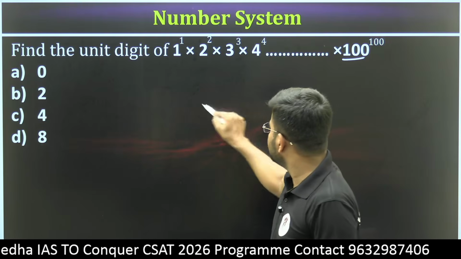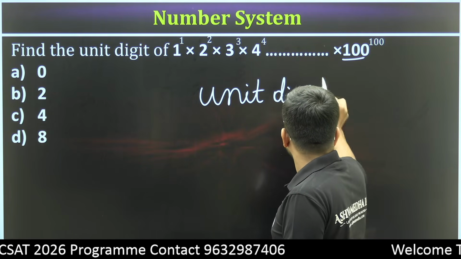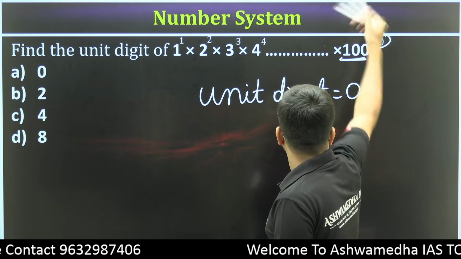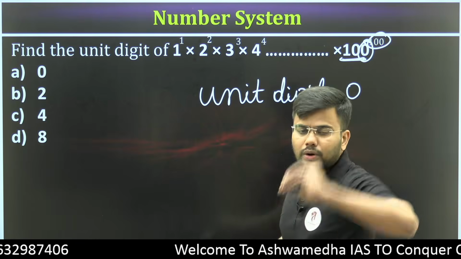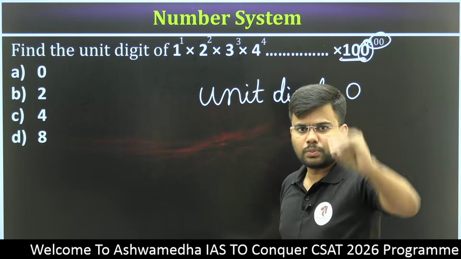Unit digit is 0. As soon as I look into the question, I will tell that the unit digit is equal to 0. Why? There comes a number with 100 to the power of 100. Whatever the number is, 0 is there, 0 unit digit. If there is 0 in your equation, then the unit digit would be 0 itself.